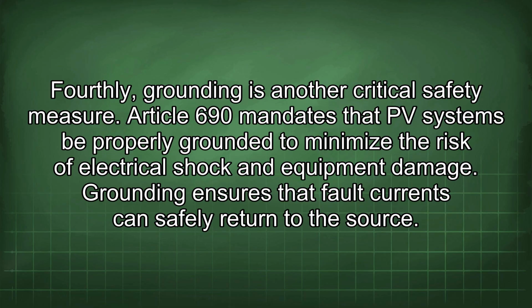Fourthly, grounding is another critical safety measure. Article 690 mandates that PV systems be properly grounded to minimize the risk of electrical shock and equipment damage. Grounding ensures that fault currents can safely return to the source.